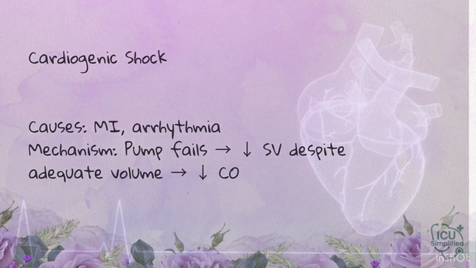Trying to understand cardiogenic shock, it might be due to MI or arrhythmia. The pump fails, which results in decreased stroke volume despite adequate volume, and in turn decreased cardiac output. See, there is adequate volume. The blood vessels are fine, nothing wrong with the vessels. But the pump fails per se, which results in decreased stroke volume and shock.